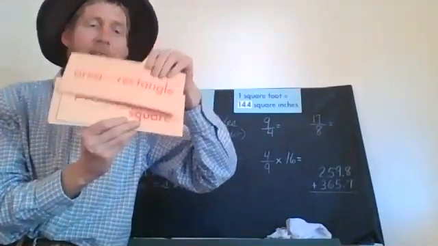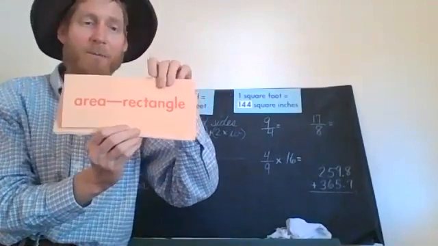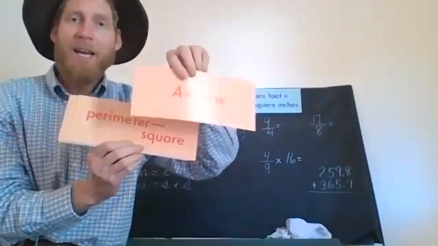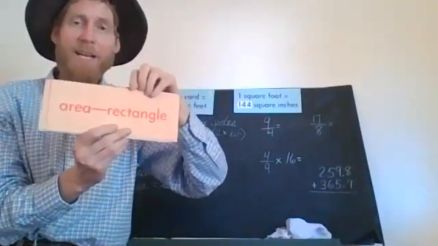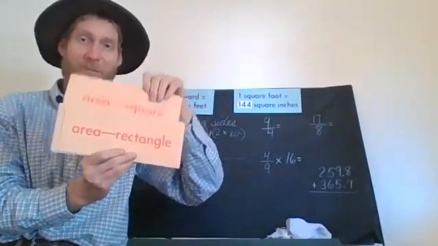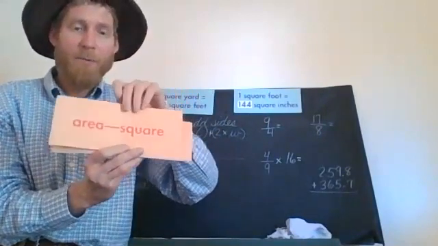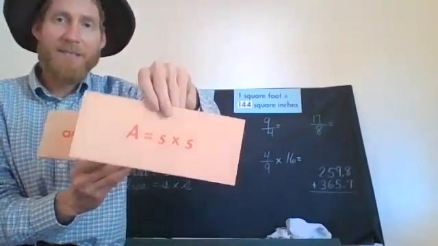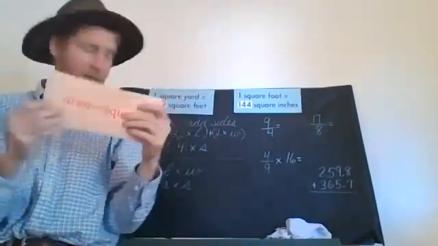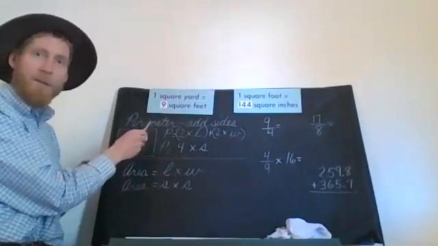What about the area of a rectangle? The area of a rectangle, what is that? A equals length times width. And memorize that. Are you saying them? What is the area of a square? Formula. A equals side times side. Okay? And I have them on the board right here too. Look. Can you see that?